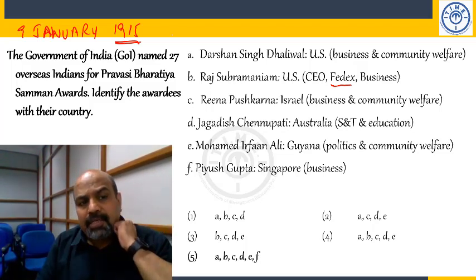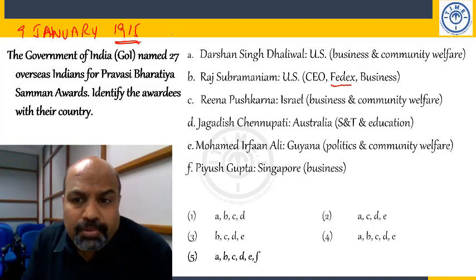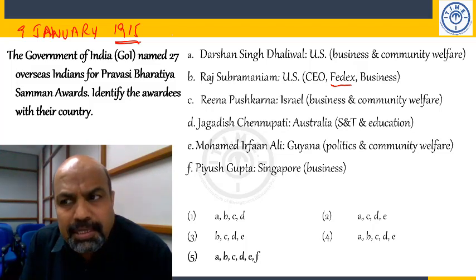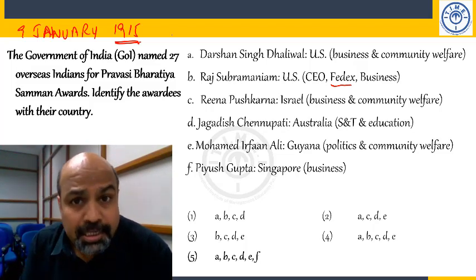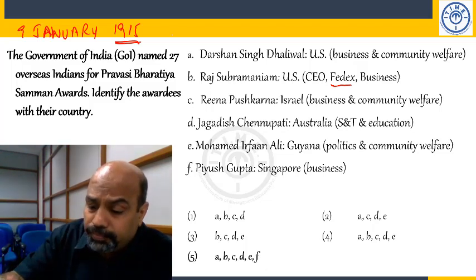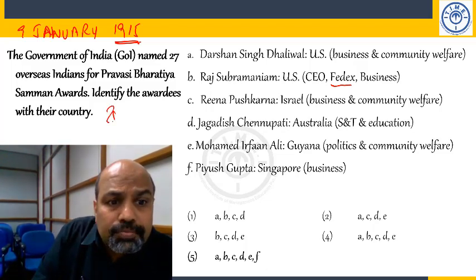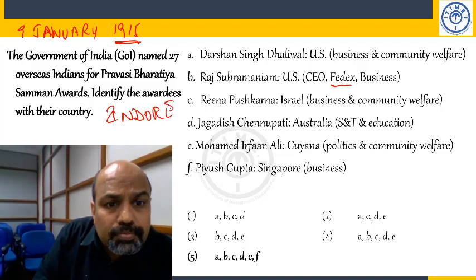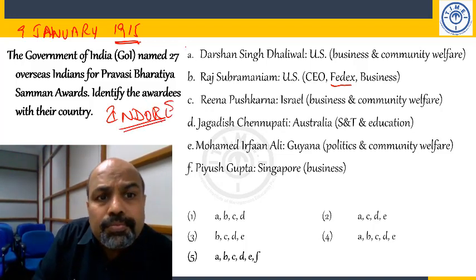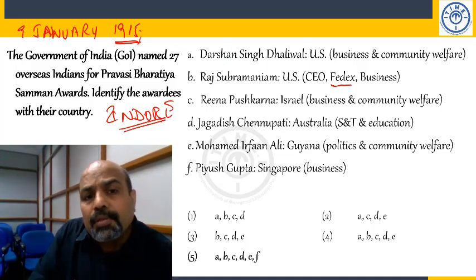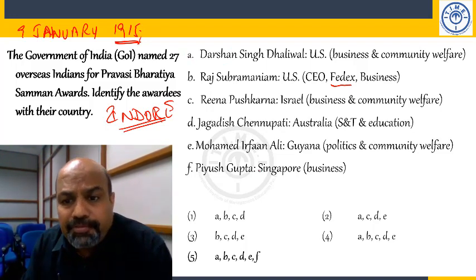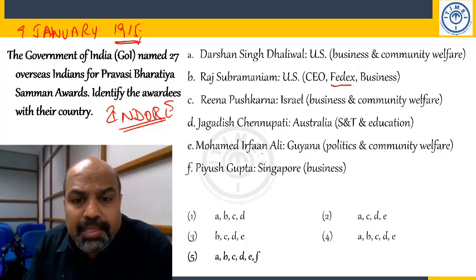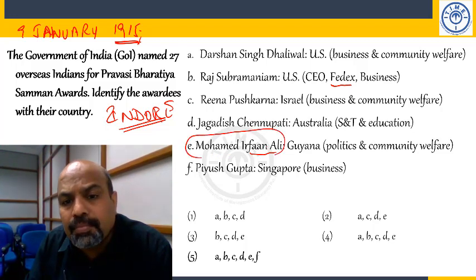Now, I want you to know a little more about this. You could write this, Pravasi Bharatiya Divas. We could write the theme and the chief guest's name. Host city, Indore. Next, chief guest, Muhammad Irfan Ali, President of Guyana.